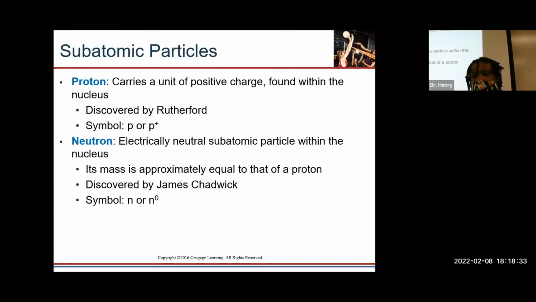Okay, just a reminder, protons are what charge? Positive. Neutrons are what charge? Neutral. Okay, good. So we said that that proton is 1,867 or 1,876, I can't remember, but it's significantly larger than the weight of the electron.